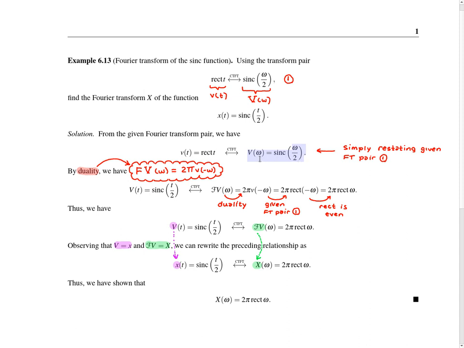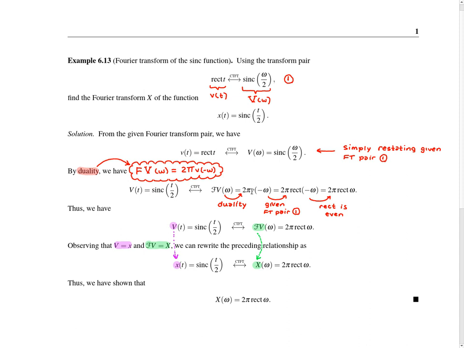And because this function big V is identical to the function little x, these are the same function because they have exactly the same equation that defines them, if we find the Fourier transform of big V, we also find the Fourier transform of little x because they're the same function. And we can find the Fourier transform of big V by using the duality property. In particular, we have from the duality property of the Fourier transform that the Fourier transform of big V evaluated at omega is equal to 2 pi little v evaluated at minus omega. In other words, we have this particular formula here from the duality property.